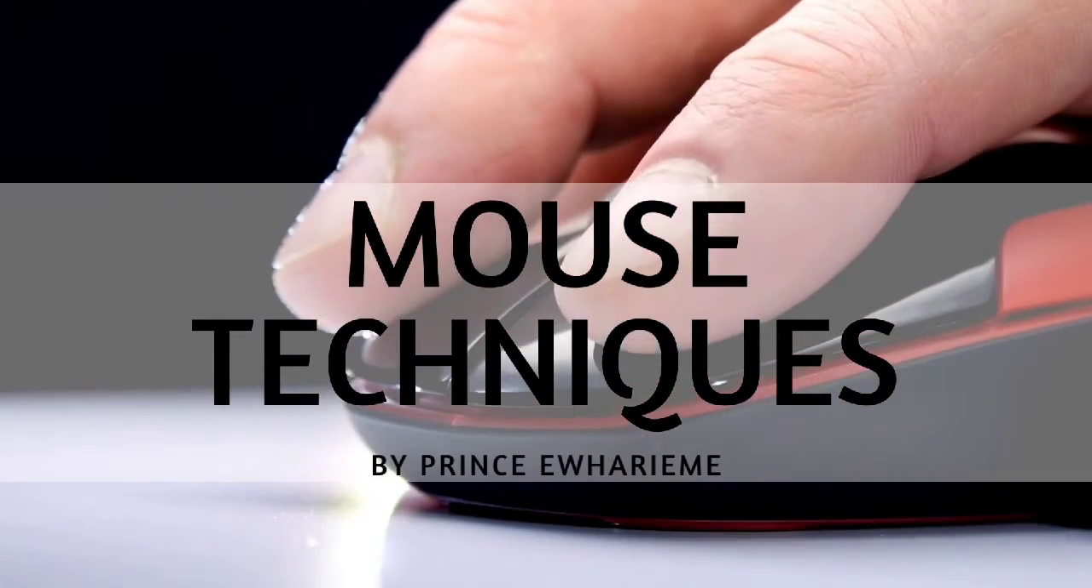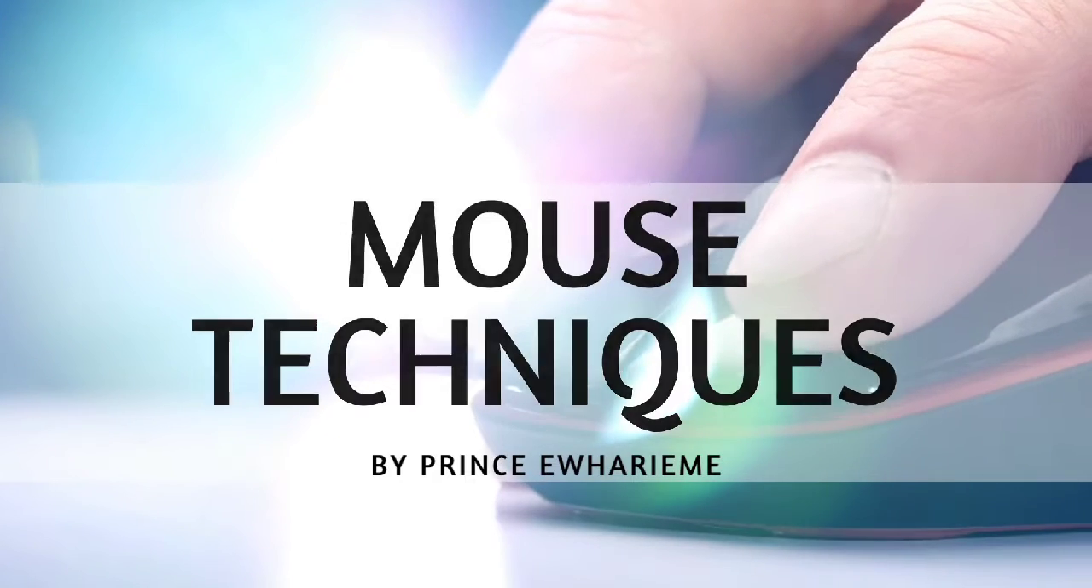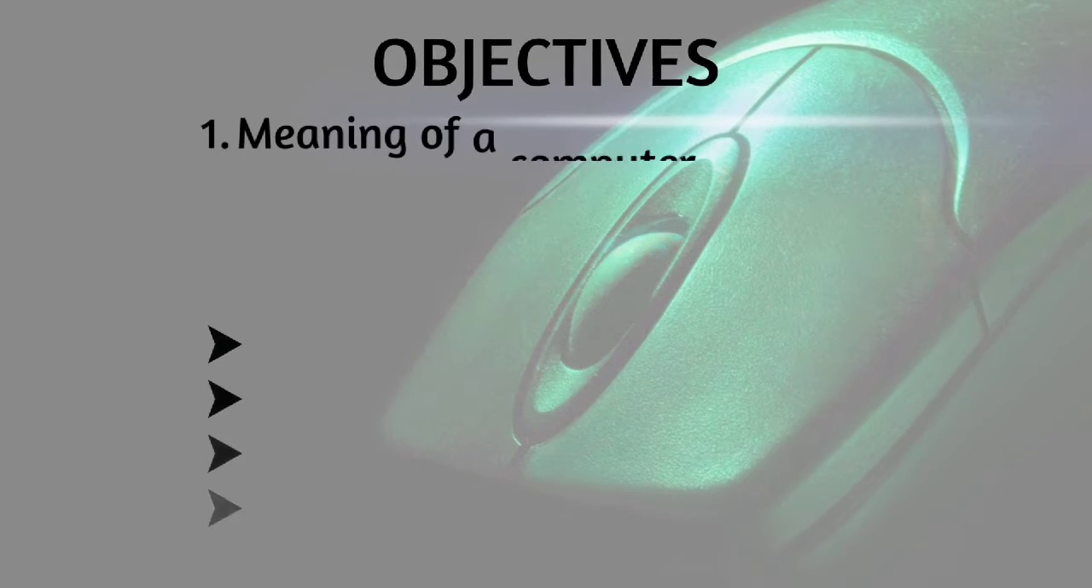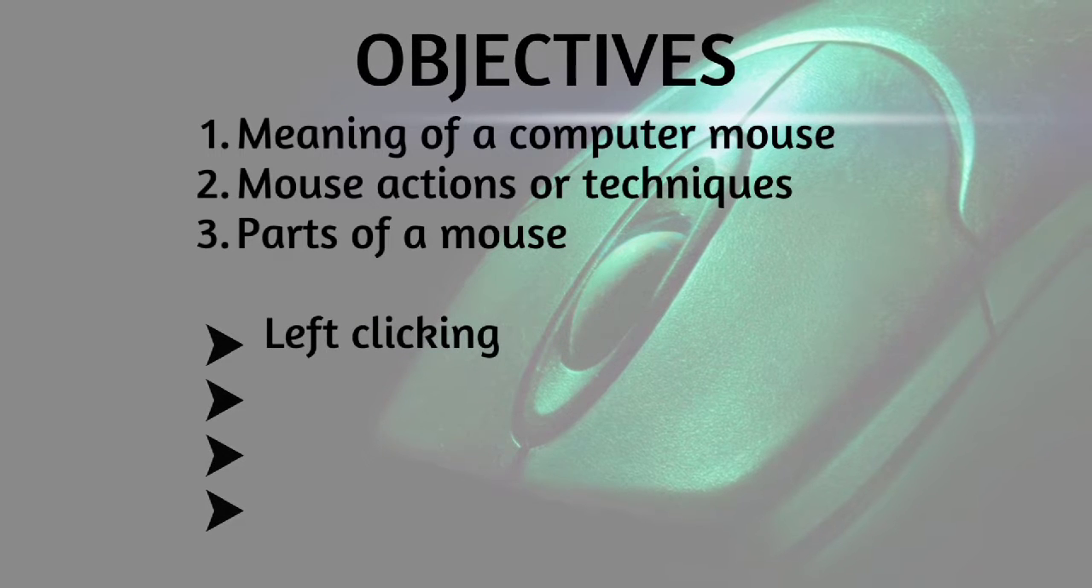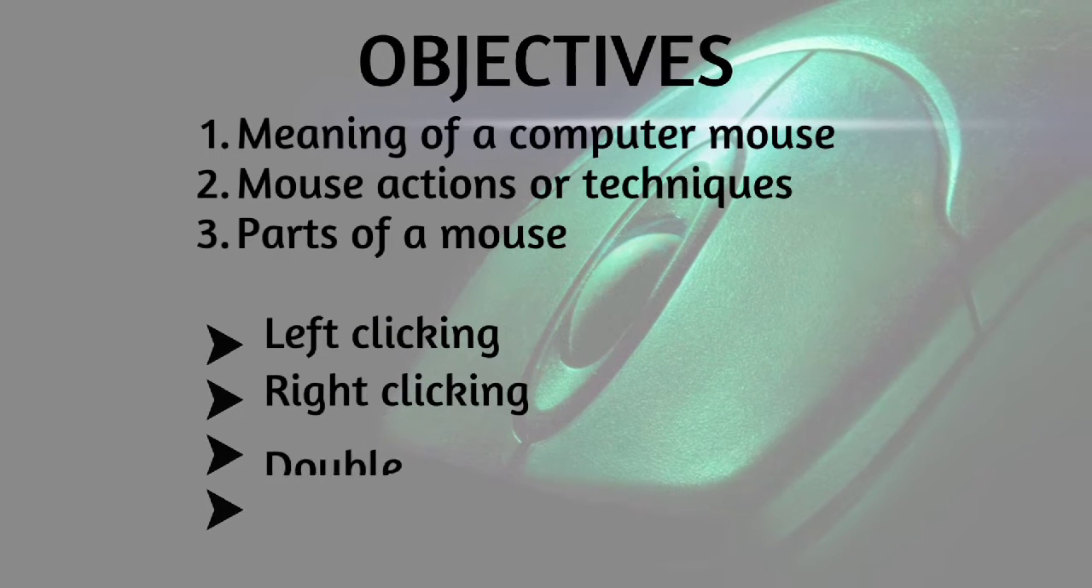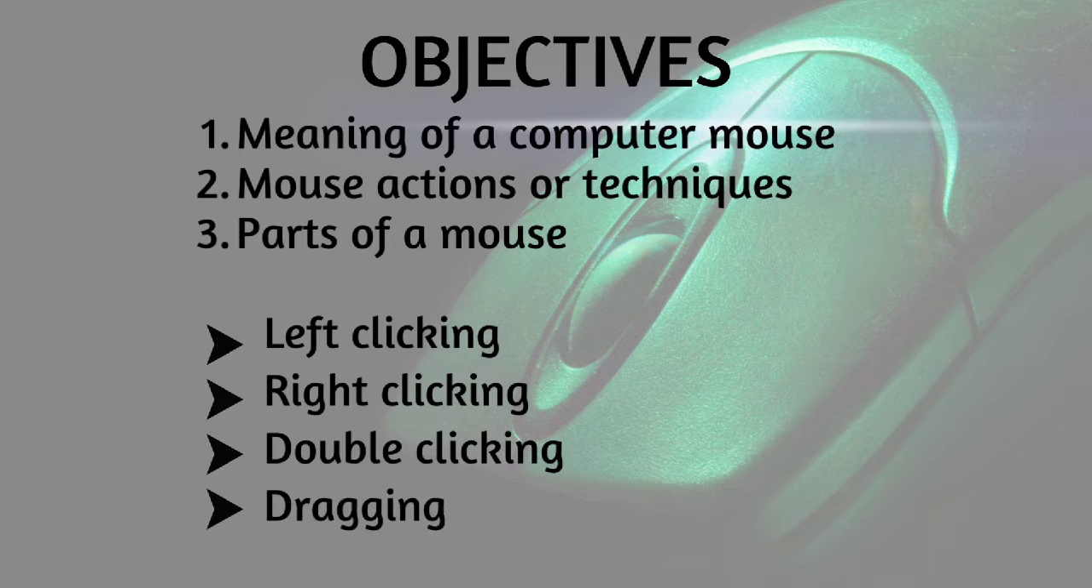Mouse techniques is the topic for discussion. Now, in this topic, we'll learn what the computer mouse is. We'll also look at the different actions or techniques of a computer mouse and also the different parts. Some of the actions we're going to be looking at are left clicking, right clicking, double clicking, and dragging. So, sit back and enjoy this particular topic.